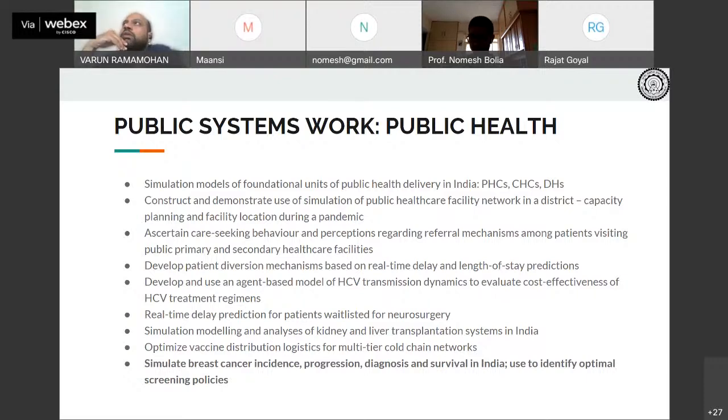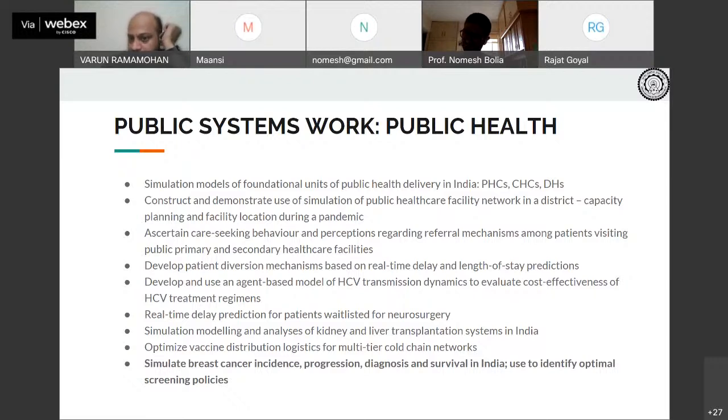For those of you who are not familiar with what the public health system in India looks like, let me give you a very quick overview. On paper, we actually have a pretty good system. For example, we have this network of PHCs, CHCs, and DHs, and not just on paper, to some extent they're actually doing a reasonable job. But what we see is that there is a significant variance in the quality of care that is delivered through these foundational units of public health delivery in India.